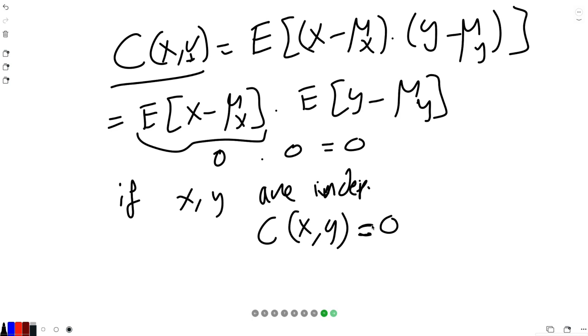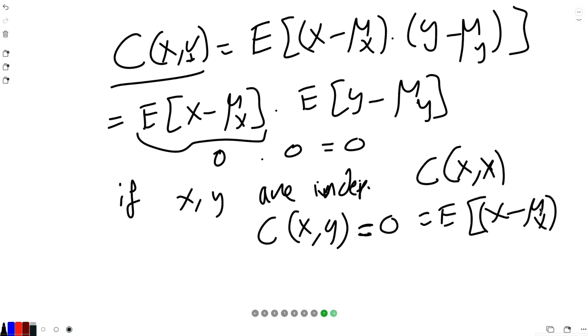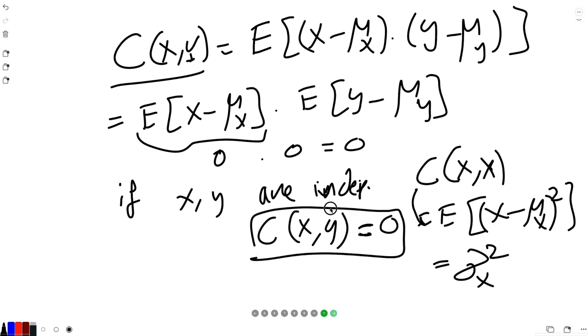Okay, what is the covariance of x and x? Covariance of x and x is actually nothing but the expected value of x minus mu x square. And the expected value of x minus mu x square is actually the variance. So it is sigma x square. This is for the independent case, and the covariance of x and x is equal to the expected value of x minus mu x square, and this will be sigma x square.